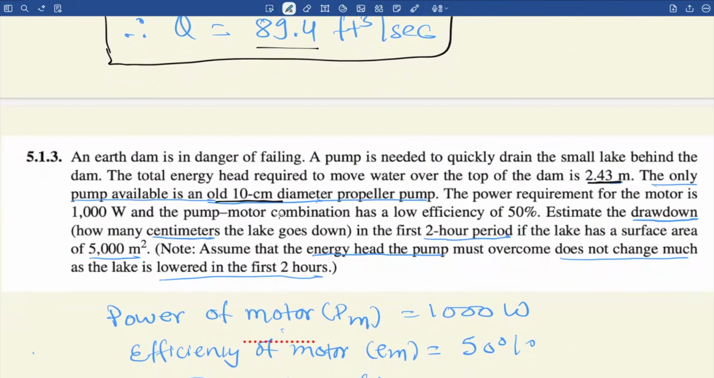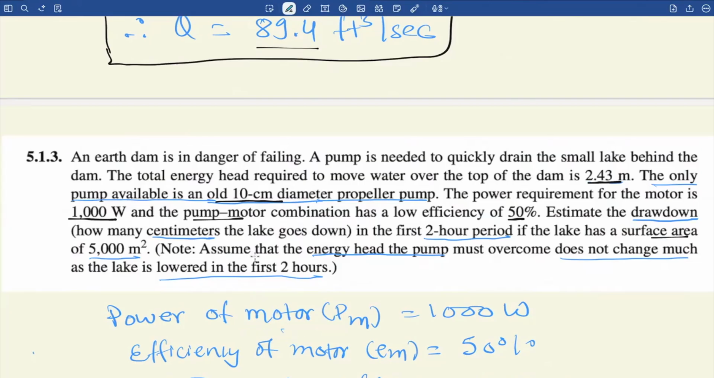and the power requirement for that pump is 1000 watt, whereas the combined pump motor efficiency is 0.5, which is 50%. So we need to estimate the drawdown, that is how many centimeters the lake level can go down in a period of 2 hours. Just understand, here we combine pump power analysis with a simple volume balance. The pump removes a volume of water over time, and we convert that to a depth change using the lake surface area. Here the lake surface area is also given.